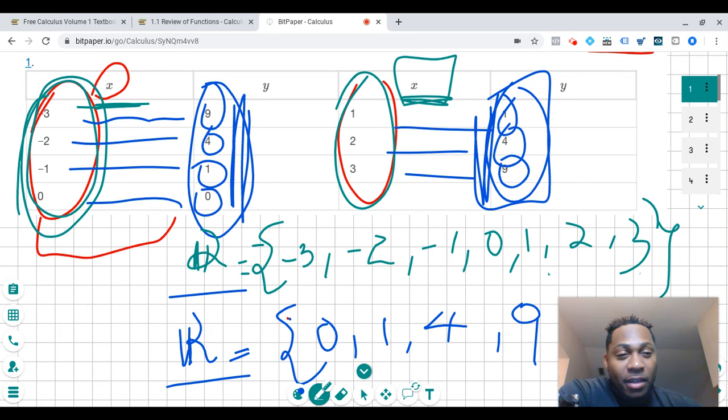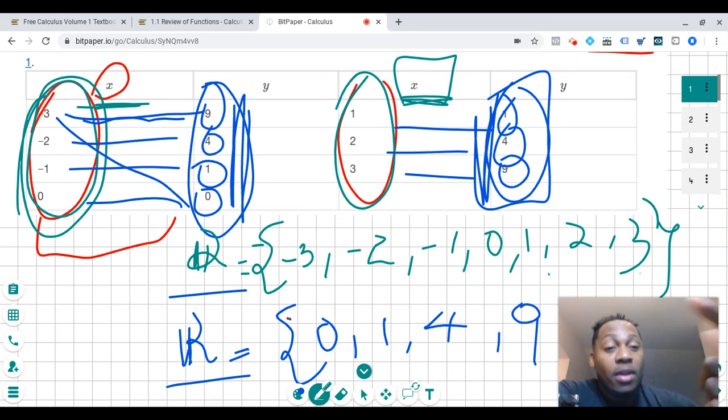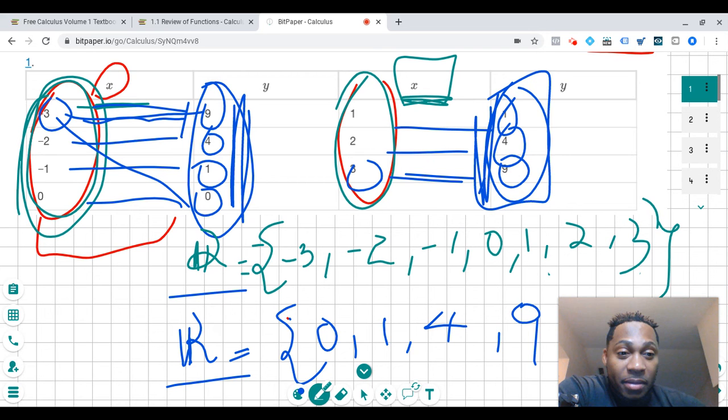The way this wouldn't be a function is if I had -3 going to 9 and also -3 going to 0. That wouldn't be a function. Notice the difference between that and -3 going to 9 and 3 also going to 9. That still makes it a function, because -3 and 3 are two different values of x. They can go to the same y value, but not the other way around. If we had -3 going to 9 and also going to 4, that wouldn't make it a function.